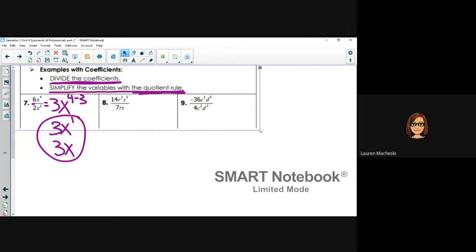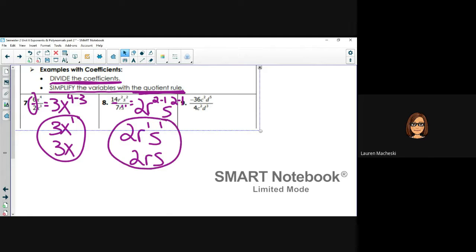We do need to be cautious because sometimes when I try to divide my coefficients, they may not divide evenly and they may have to be left as a fraction. So don't ever change them to a decimal. You can leave them as a fraction if they don't divide evenly. All right, coefficients first. 14 divided by 7 is 2. I'm going to put 1s on that R and that S so I know. R squared minus R1, S squared minus S1. So that gives me 2R to the 1st, S to the 1st, or just 2RS. Either way.